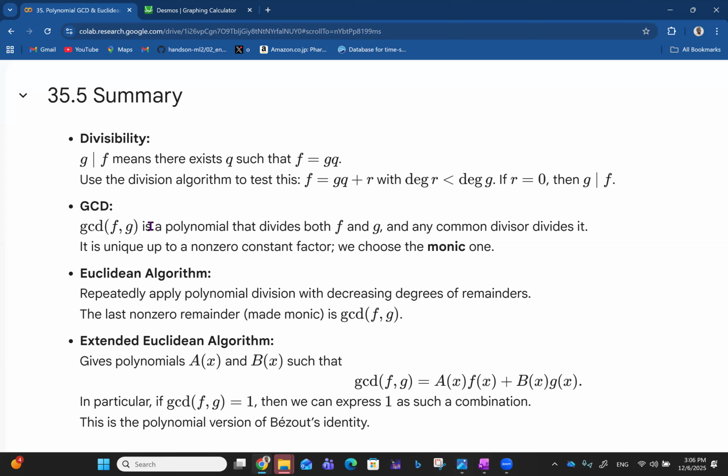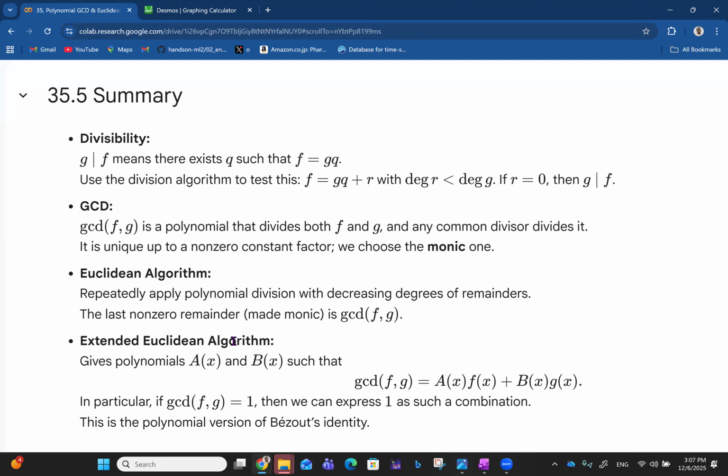Then we have the idea of GCD. The GCD of f comma g is a polynomial that divides both f and g, and any common divisor divides it. It is unique up to a non-zero constant factor, so we choose the monic one. Then the Euclidean algorithm repeatedly applies polynomial division with decreasing degrees of remainders. The last non-zero remainder, made monic, is the GCD of f comma g.